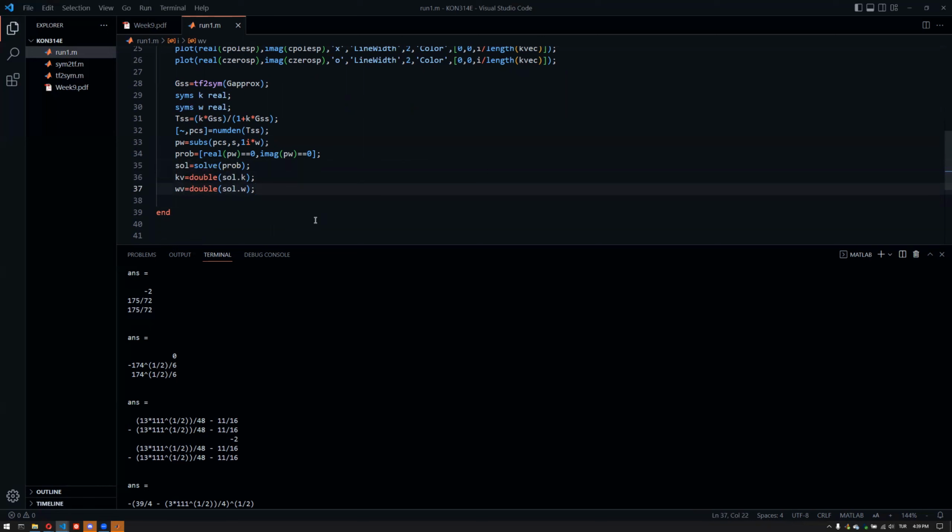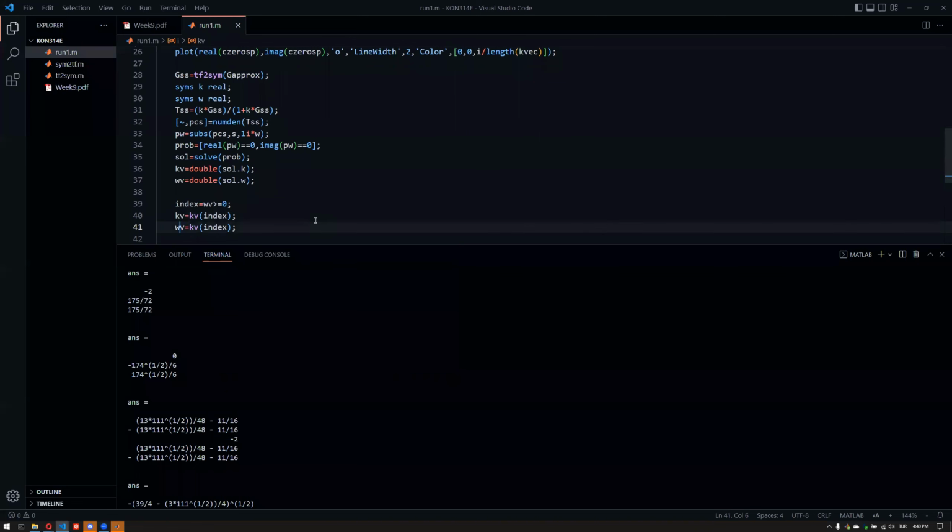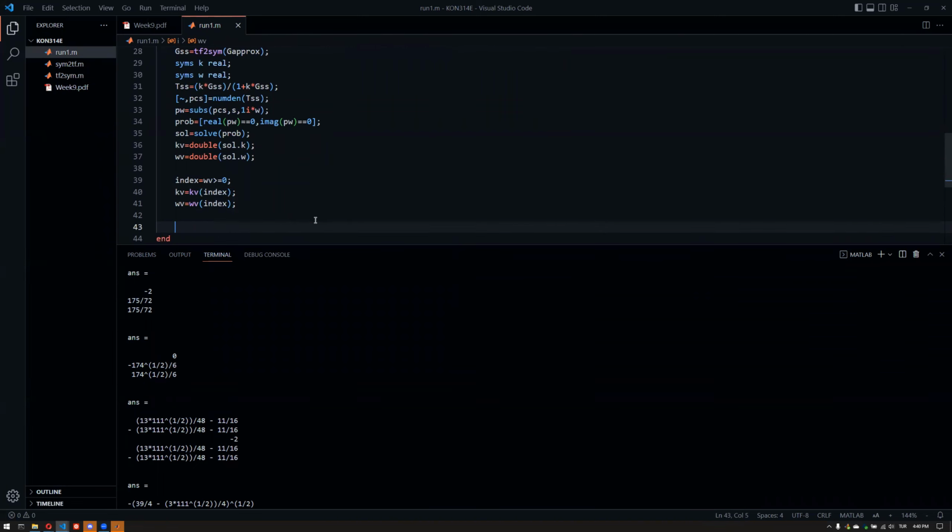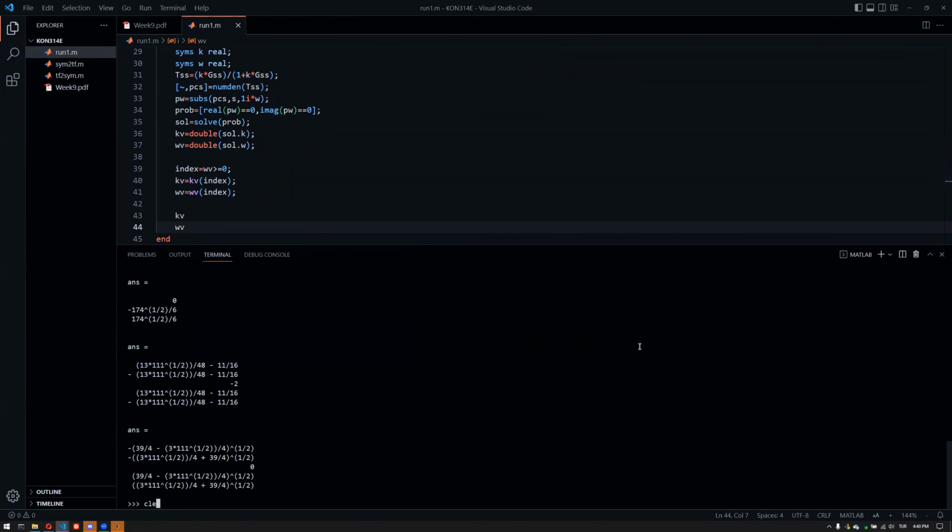There we go. Now, I'm interested in the indices where omega val, since we've called it real, there will be no problem with that, is greater than or equal to 0. Let's eliminate the values that we are not interested in. Like this. Let's see kv and omega v again here.